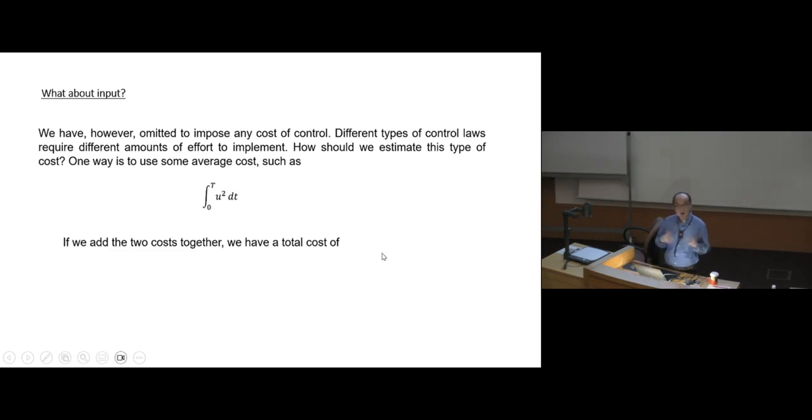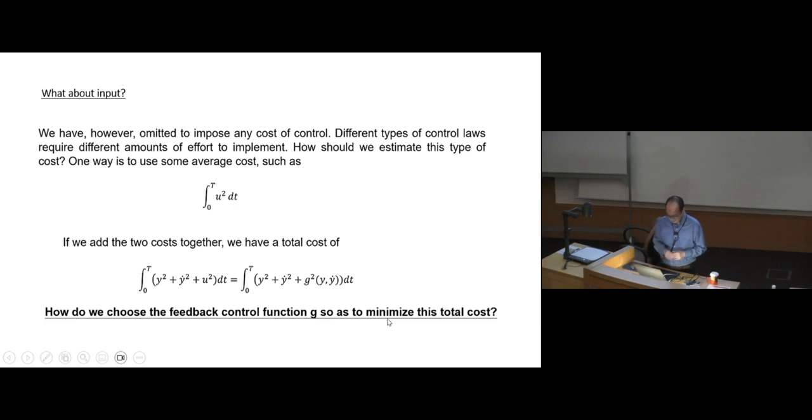If we add the two costs together, then we have a total cost. This cost is about the cost on the output. This cost is about the cost of the inputs. We put them together. Then the problem becomes, well, how do we choose the feedback control function or the control law such that the cost is minimized?